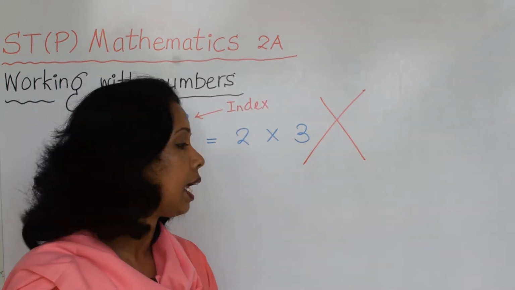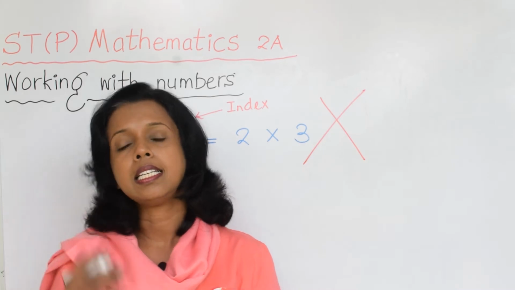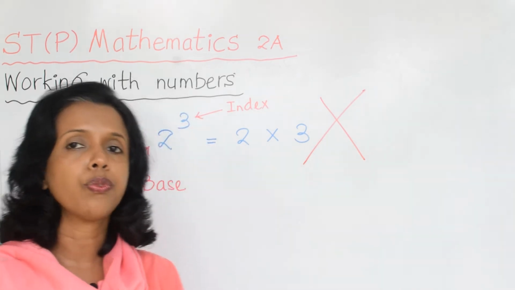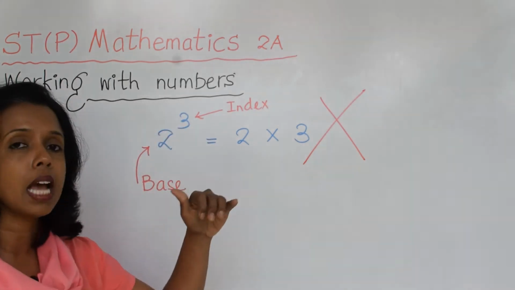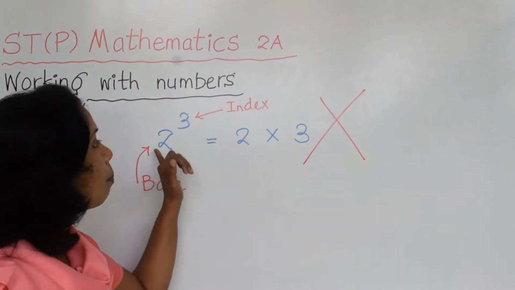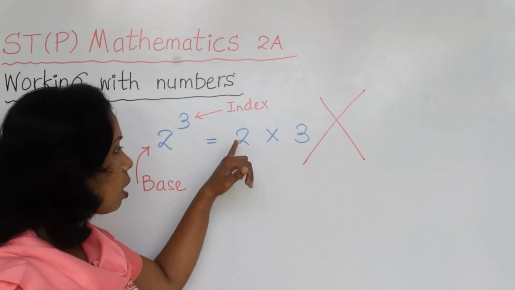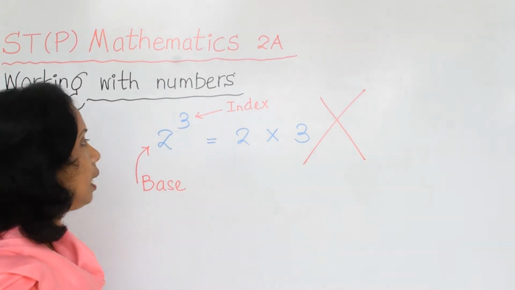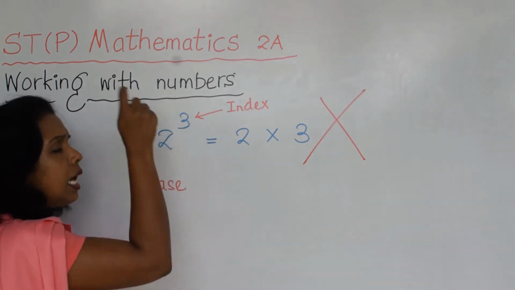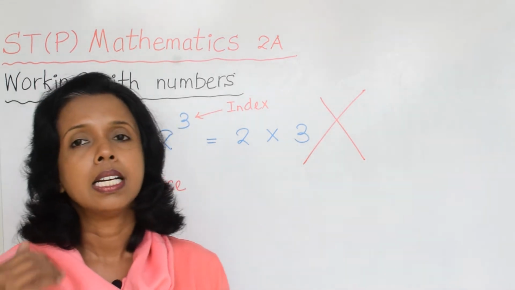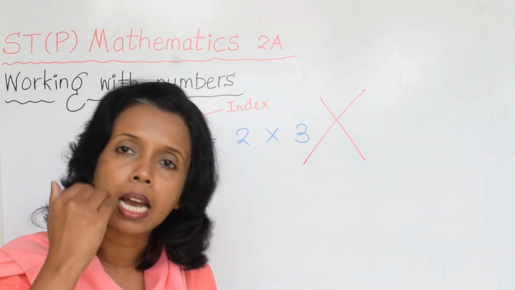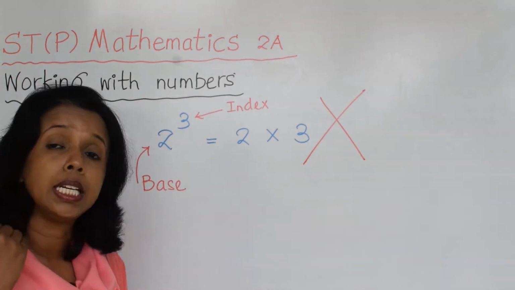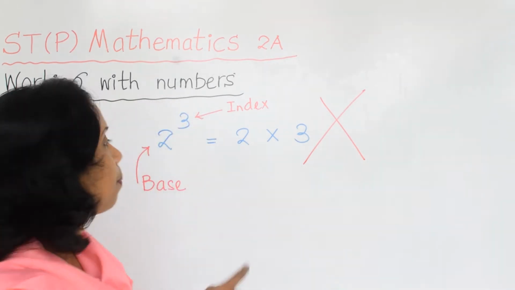In your textbook they have talked about positive indices; index, plural is indices. So we are going to learn about positive indices. First of all, you want to know about the base and index and what that means. So 2 to the power 3 is not 2 times 3, so it is wrong. So what does that mean? The index value tells you how many times you want to multiply the base.